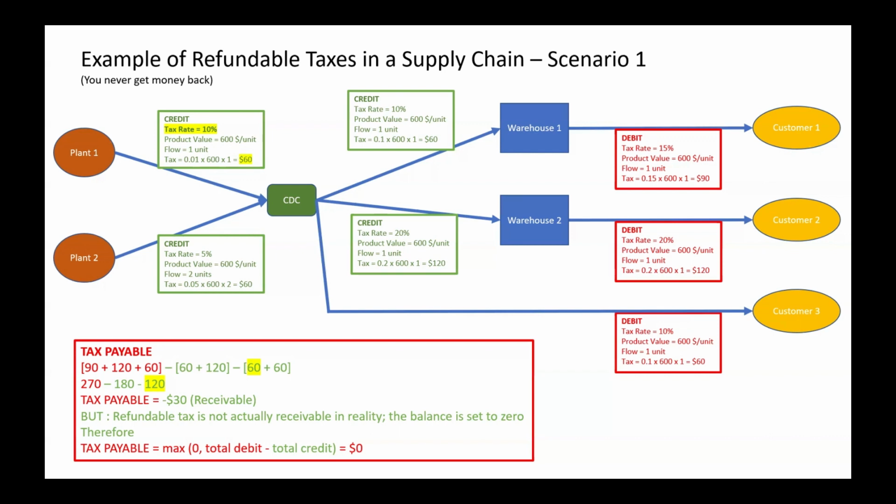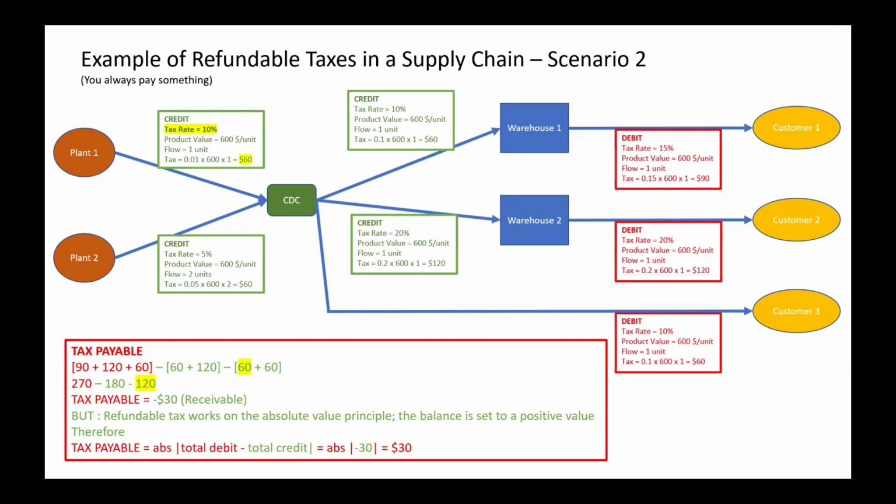But obviously, in reality, no one will pay you that. In fact, the balance will be set to zero. That is why you do not pay any tax, but you also do not get any money back. Therefore, the tax payable is the maximum between zero and total debit minus total credit. Here, that means the maximum of 0 and minus 30. Because 0 is greater than minus 30, the tax payable is $0.